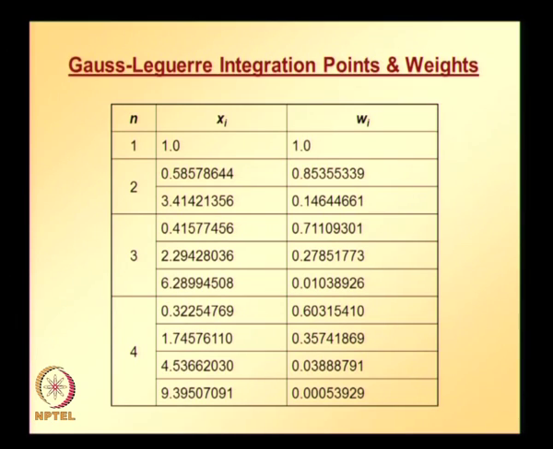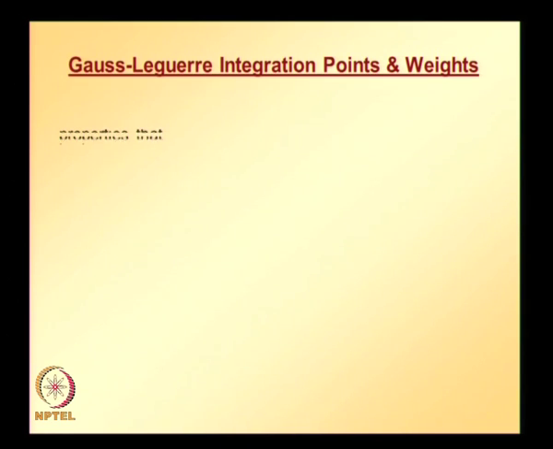And before that, some of the important properties associated with the weights and locations in this Gauss-Laguerre rule are as follows: the sum of all weights is equal to 1, and weight times integration point location, if we sum up for all the points, is going to be equal to 1.